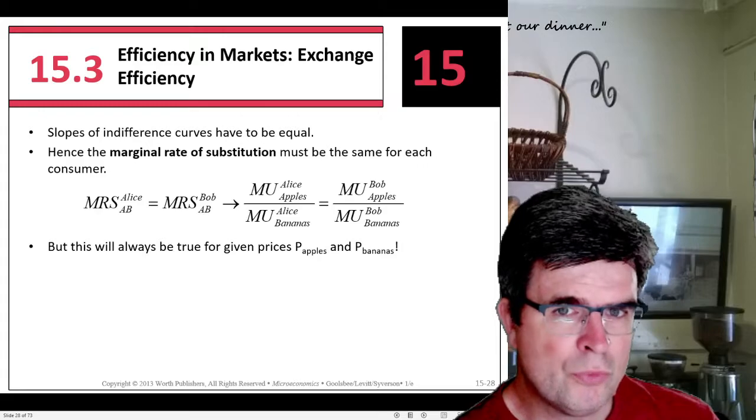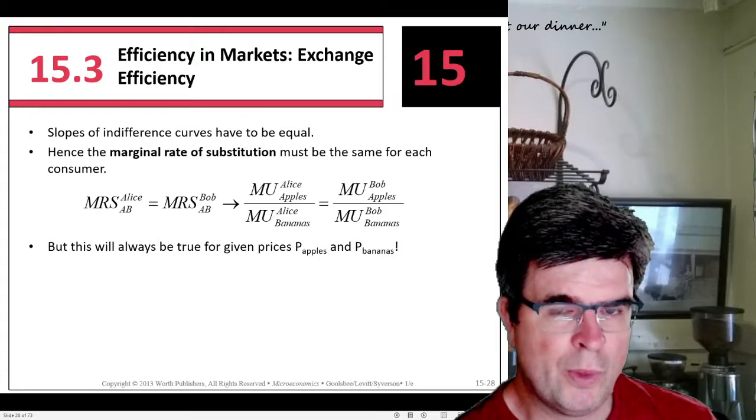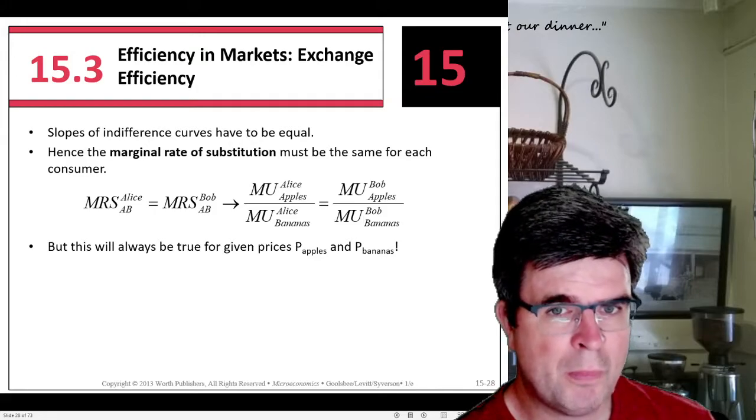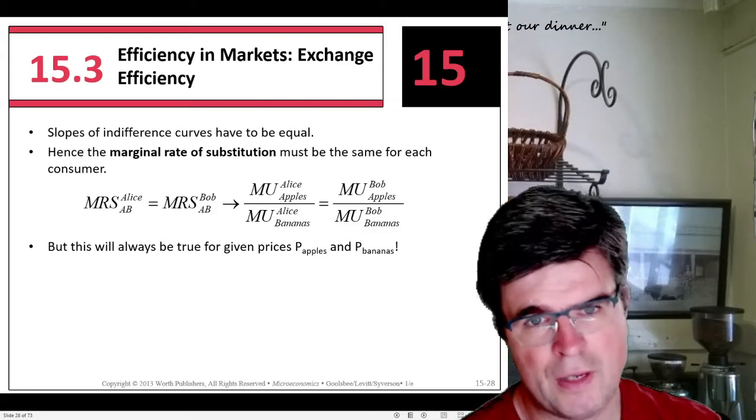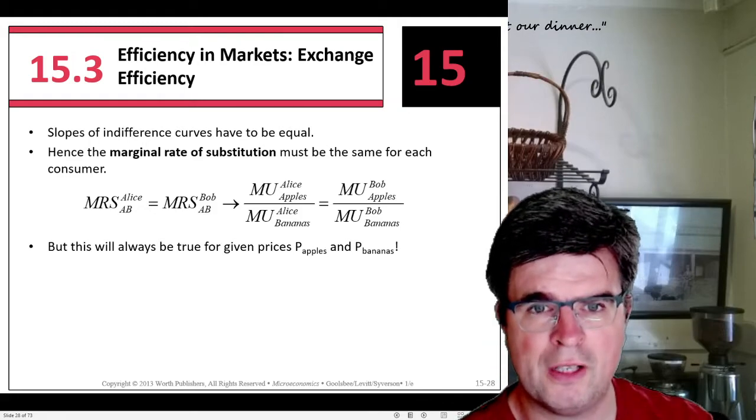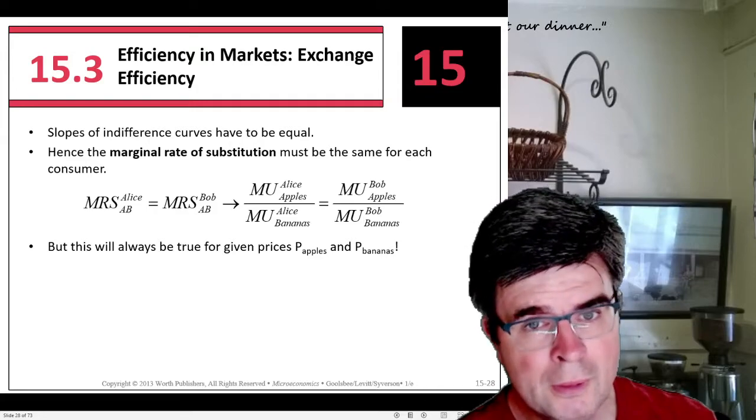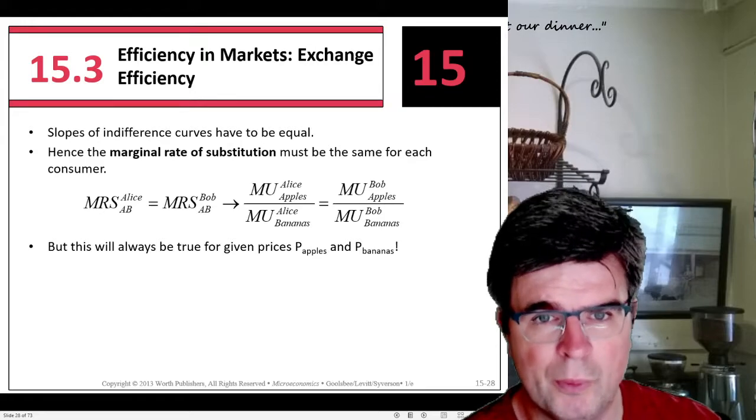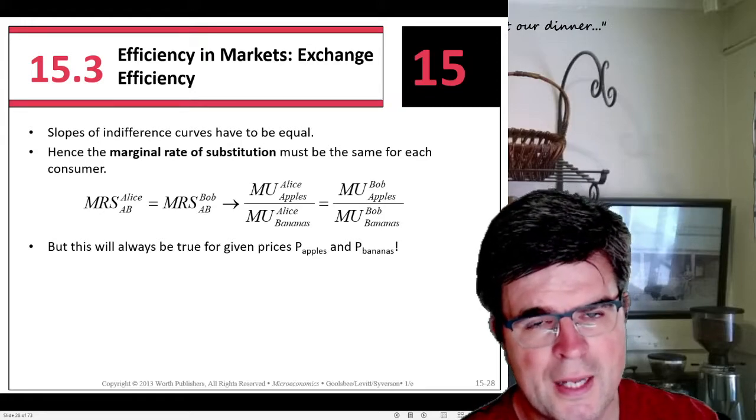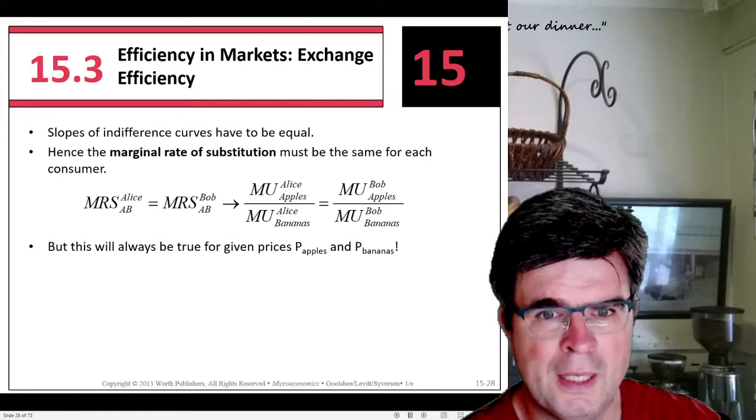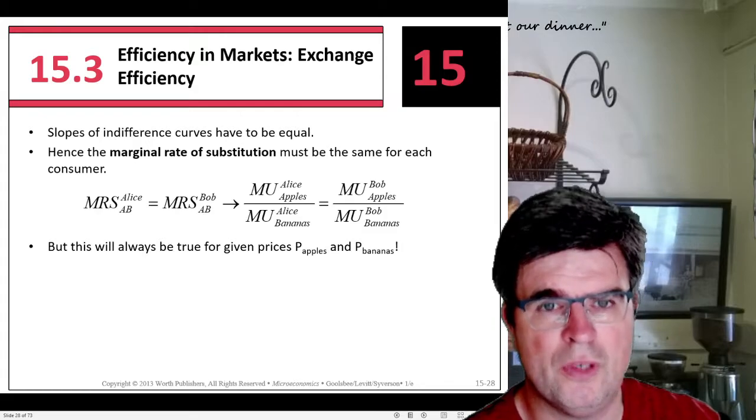But we know from the previous lecture that when Alice is confronted with the price of apples and bananas, she will buy from her budget just the amount of apples and bananas such that the marginal utility of apples and bananas, the ratio, is equal to the price ratio of the two goods. Bob, being in the same market, being confronted with the same prices of apples and bananas, will do the same. He will buy apples and bananas in such a way that his ratio of marginal utilities of apples and bananas equals the price ratio of the two.